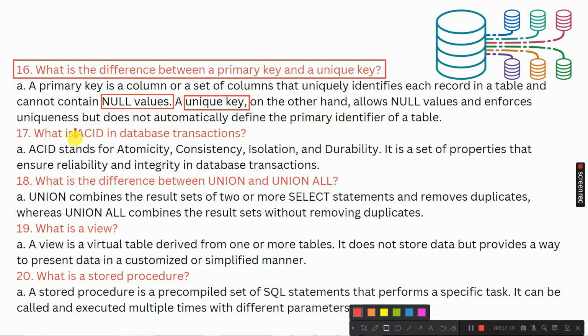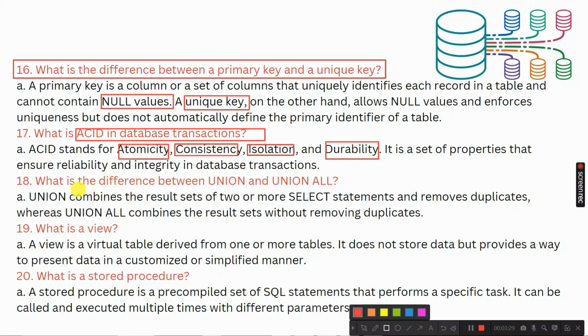Next is, what is ACID in database transactions? So ACID stands for atomicity, consistency, isolation and durability. Or we can say it is a set of properties that ensure reliability and integrity in database transactions. Alright, this is called ACID property in SQL.